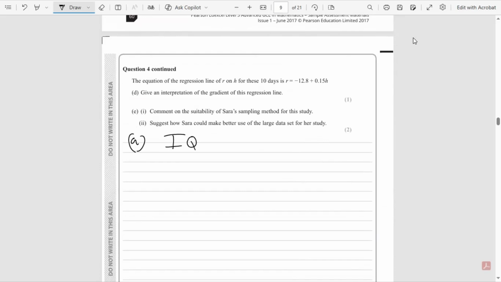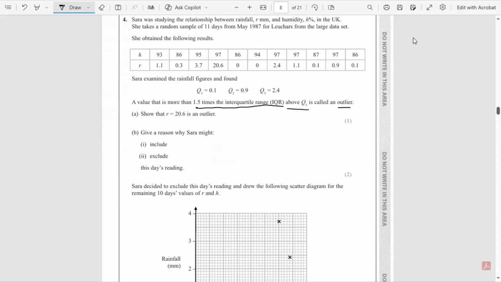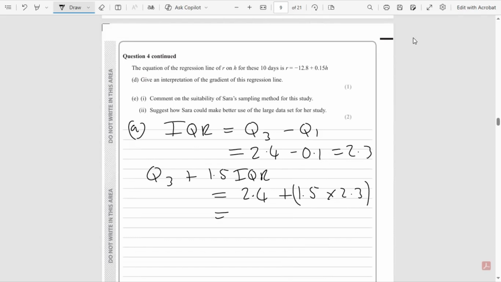So the interquartile range, hopefully you know this, is Q3 take away Q1. Q3 was 2.4, Q1 was 0.1. So 2.4 minus 0.1 is 2.3. This means that Q3 plus 1.5 lots of the interquartile range is going to be the 2.4 value plus 1.5 times this 2.3 that we just worked out. On the calculator, 1.5 times 2.3 plus 2.4 is 5.85.